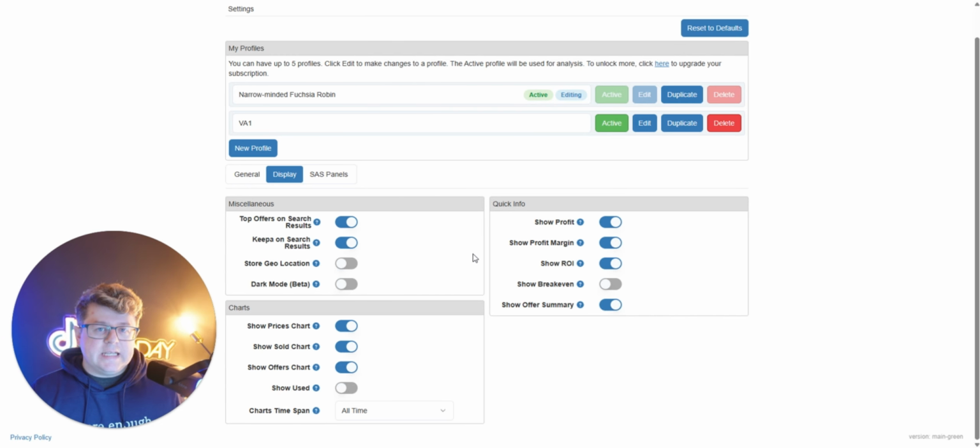If you was doing retail arbitrage, you can actually put this store geolocation in. So when you're scanning your products, it's going to be saving where you actually found that product, in which store, and the location of that. I don't do retail arbitrage that much anymore, so I have that turned off.